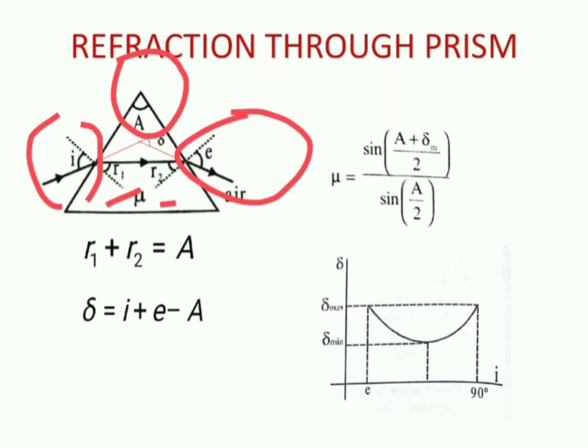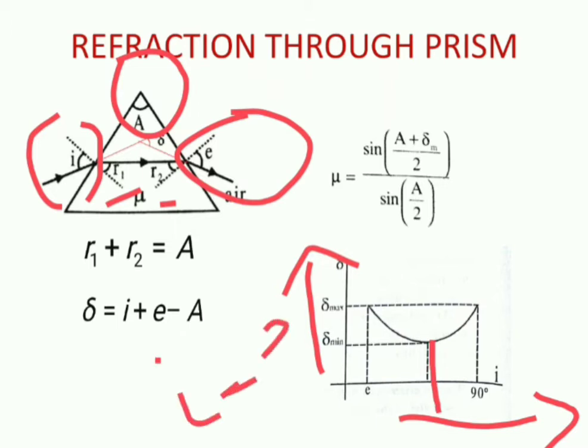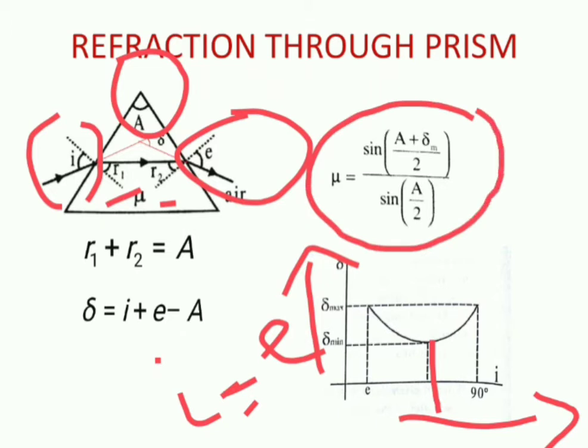And when deviation becomes minimum, if you observe the deviation versus angle of incidence graph, the nature of the graph is an inverted parabola. When deviation is minimum, I and E become equal. If I and E become equal, R1 and R2 also become equal. Using this condition, we have calculated the refractive index of the prism by using the formula mu is equal to sine of (A plus delta m) by 2 divided by sine A by 2. So remember this formula. Based on this, you get some applications.